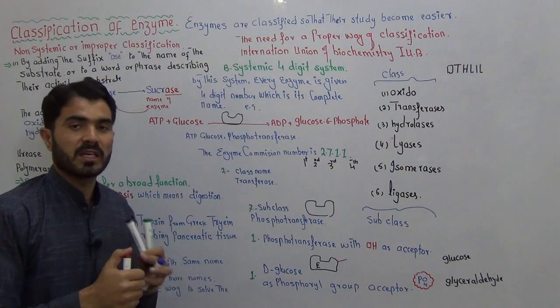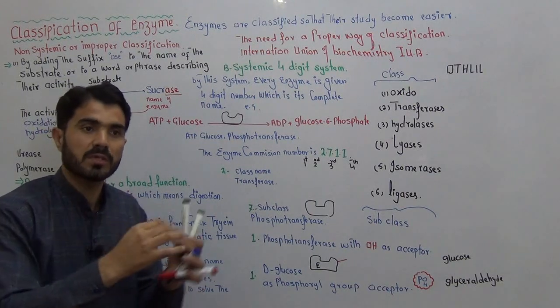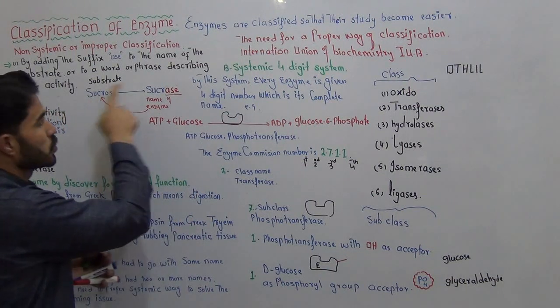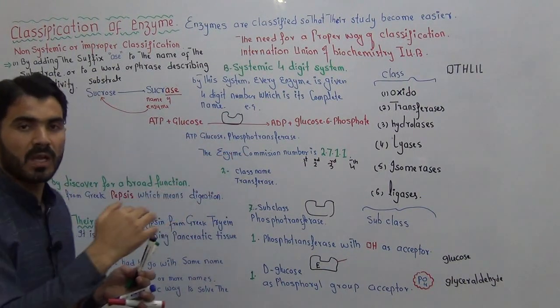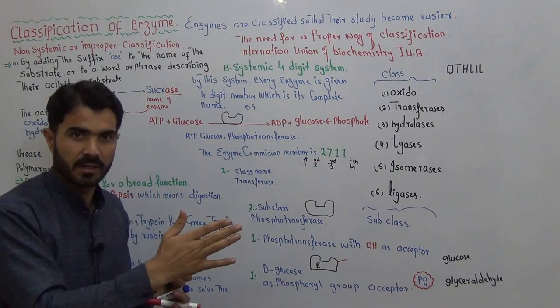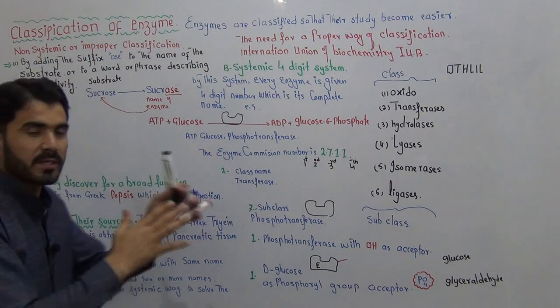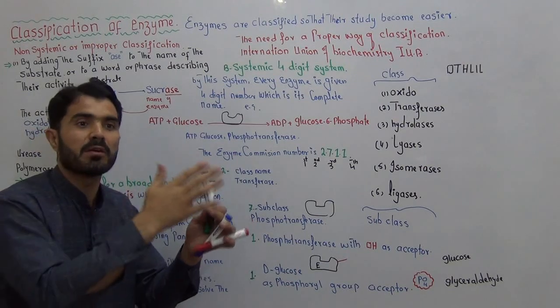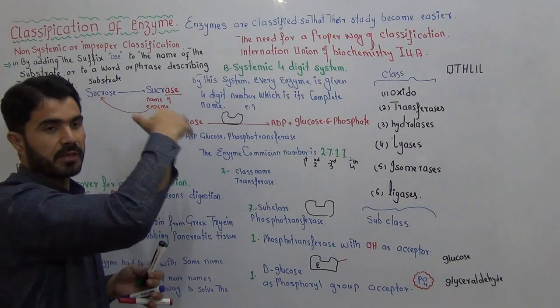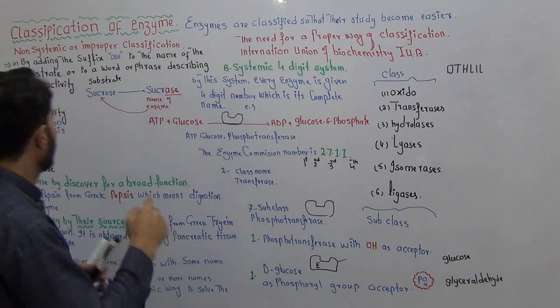So the name of the enzyme is according to the substrate on which it acts. So on sucrose, sucrase will be there. On lactose, lactase will be there, right? So this is one system for the naming of enzyme. That is a very old system of giving names to the enzyme.